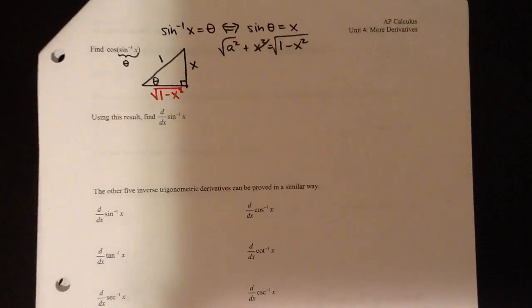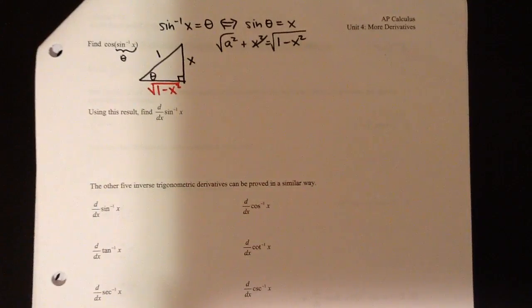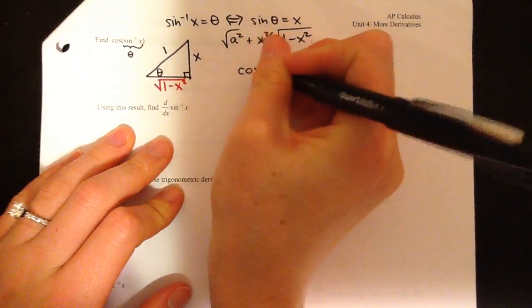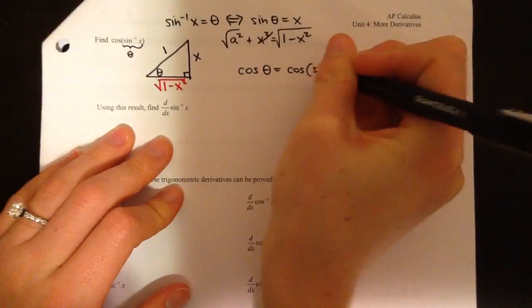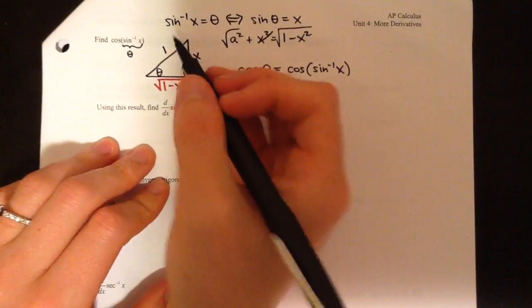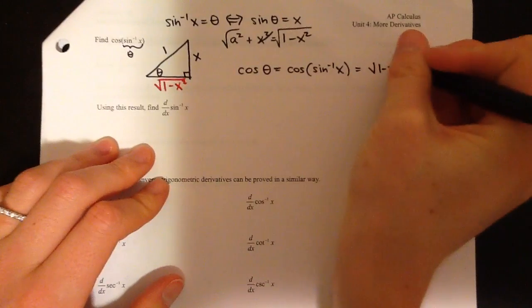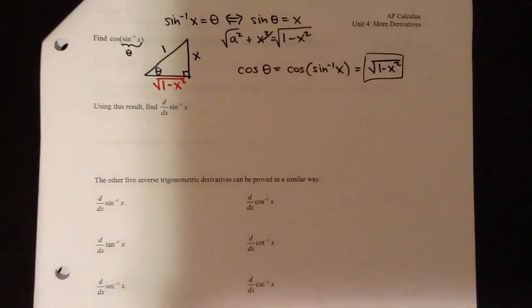All right, so that's where we're at so far. That represents all the sides based on this angle theta, based on the fact that we know that the sine of that angle theta is x. So then when we find the cosine of that angle, which remember we are writing as the cosine of sine inverse of x, the cosine of this angle is the adjacent over the hypotenuse. So that is the square root of 1 minus x squared, technically over 1. So that is the cosine of sine inverse.